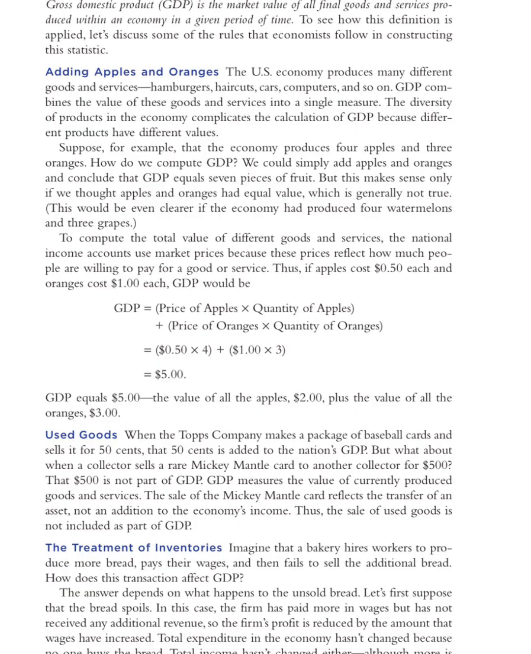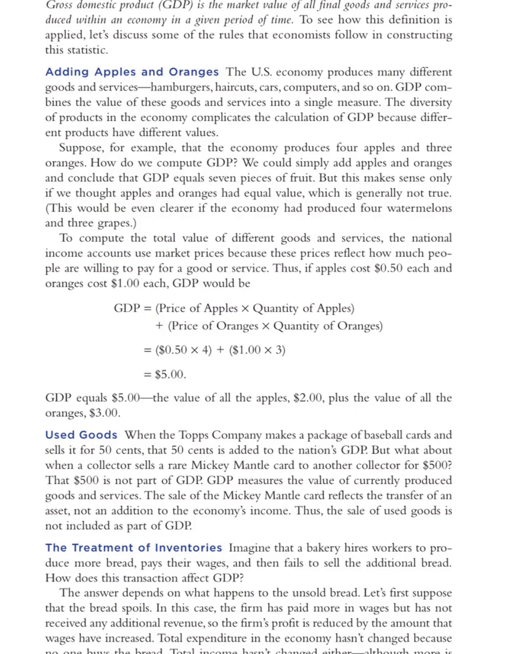For example, adding apples and oranges. This example is quite easy. GDP equals the price of apples multiplied by the quantity of apples, plus the price of oranges multiplied by the quantity of oranges. So GDP equals the total value of both apples and oranges, which is $5.